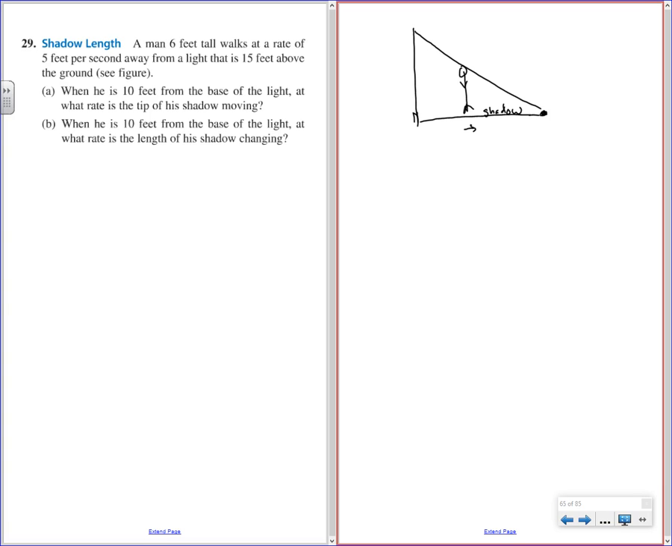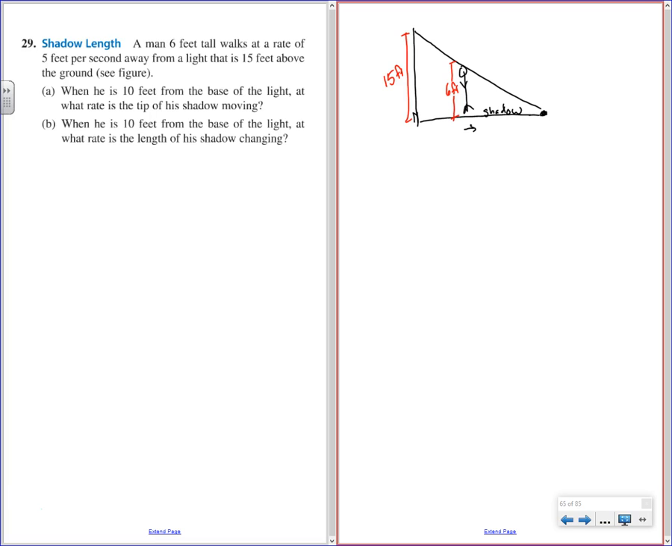Okay, so let's label what we have. We know that the light is 15 feet above ground. Is the light changing? Nope. We know that for sure. What else do we know for sure? He is 6 feet tall, and him walking away from the light pole is not making him any shorter or taller. But what is changing? His shadow. And ironically, the speed at which he is walking is not the same as the speed at which his shadow is changing. Interesting.